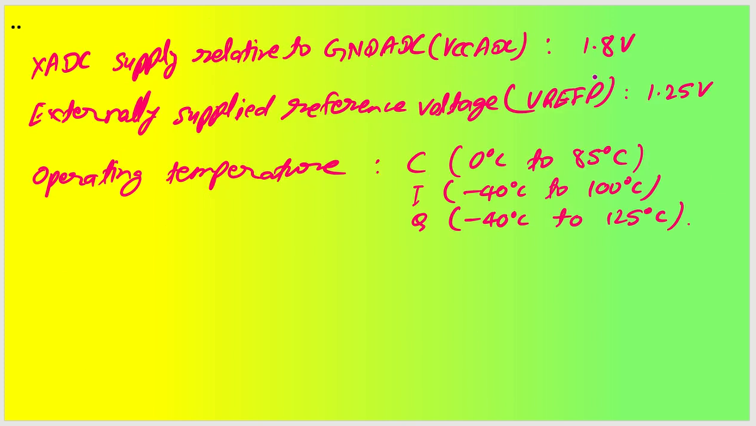Some other parts you can see we have ADCs. The ADCs are going to have a supply voltage of 1.8 volt. The reference voltage is going to be 1.2 volt. Operating temperature, as I told you, there are three grades available: C, I, and Q. C is 0 to 85 degrees centigrade. I is minus 40 to 100 degrees centigrade, and Q is the expanded temperature range of the IC, which will be minus 40 to 125 degrees centigrade.